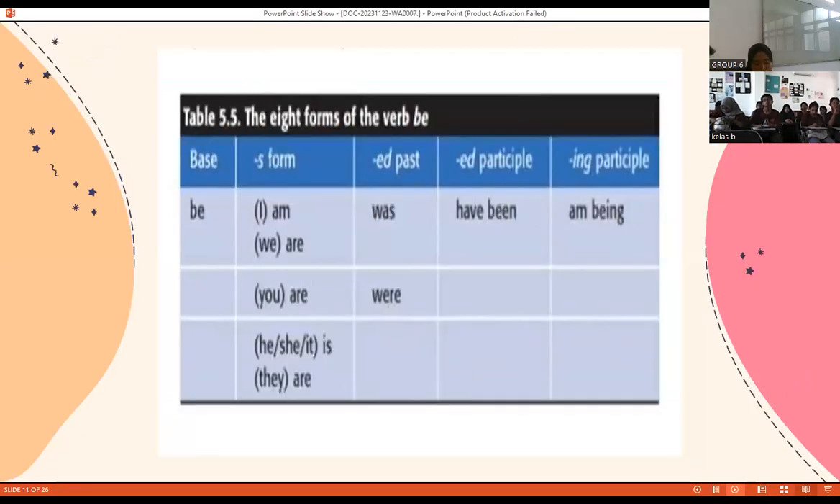Be has so many forms because it makes distinctions that other verbs do not. For instance, while regular verbs in the present tense end in S.